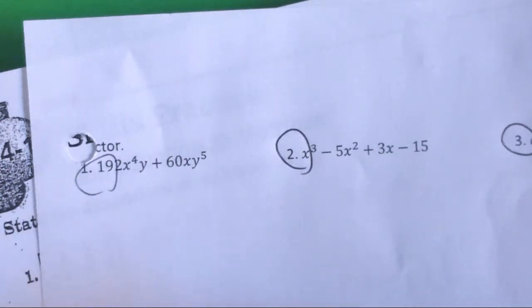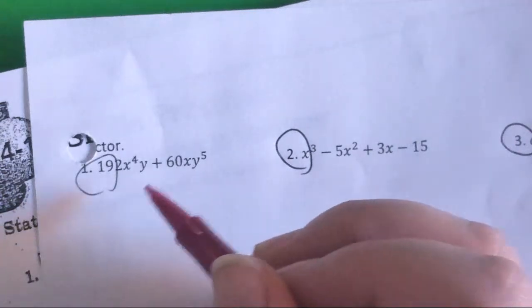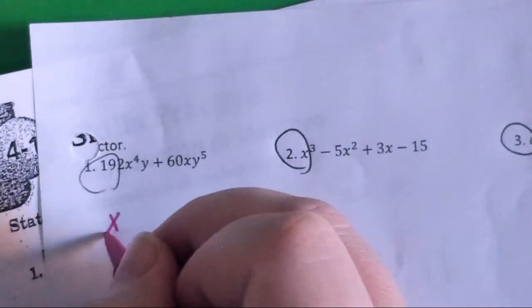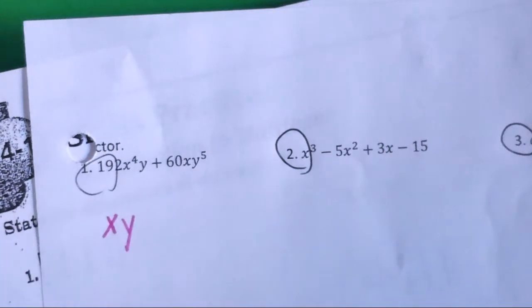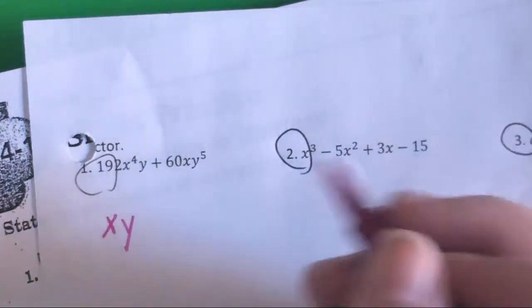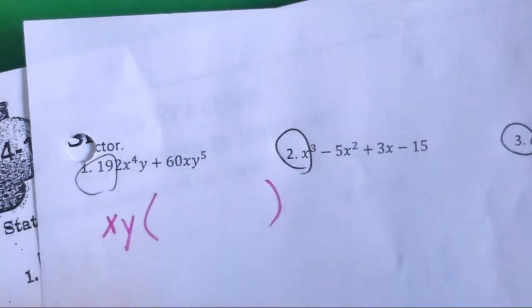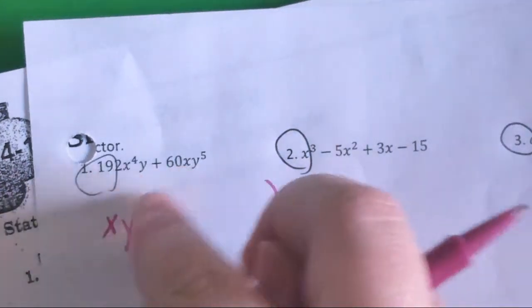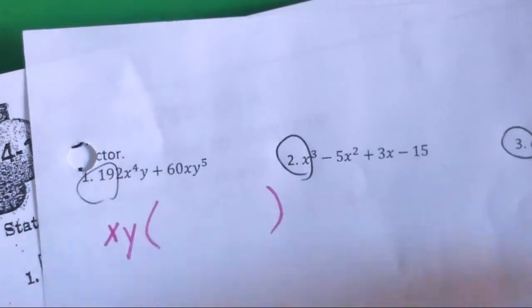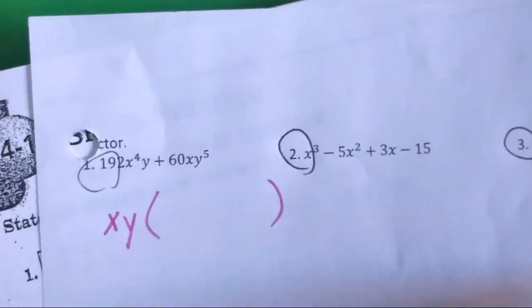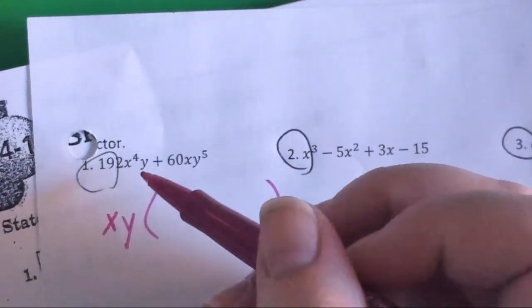Paige gets the point. You're supposed to find the GCF. So what's the GCF? I know it's x and y. Well, what number am I supposed to pull out? x, 60, it's 192. It's not 19, it's 192. Oh, that's 190. Yeah, I just circled it weird. It's 192.